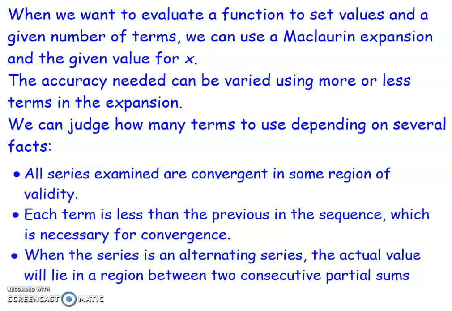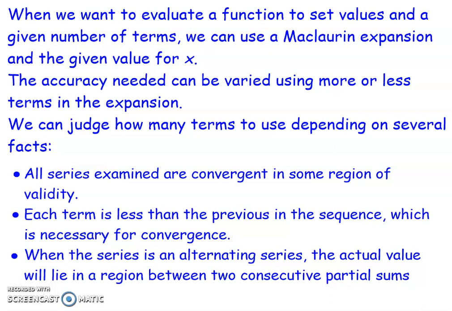We also have to ensure that every term is less than the previous in the sequence, something which is necessary for convergence. So for example, if my x cubed term has 4 decimal places, my x to the 4 term may have 5 or 6 decimal places before we get our first number. So we're getting smaller and smaller values, and we will eventually converge to some overall value for the sequence.